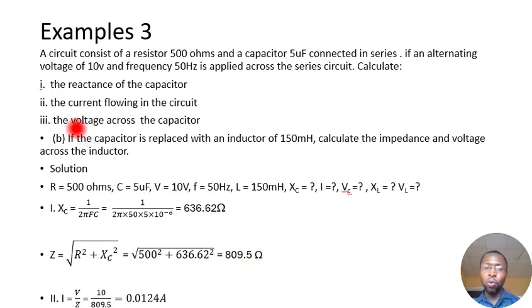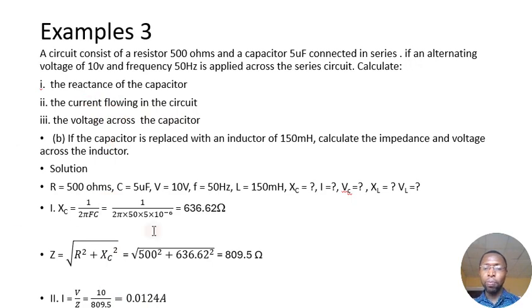The current in the circuit can be obtained by using I equal to V over Z, because we have obtained our Z to be this value and our V is already given in the question to be 10. So we substitute the values. We have 10 over 809.5, and that will give us the current flowing in the circuit. That's for the second part of the question.